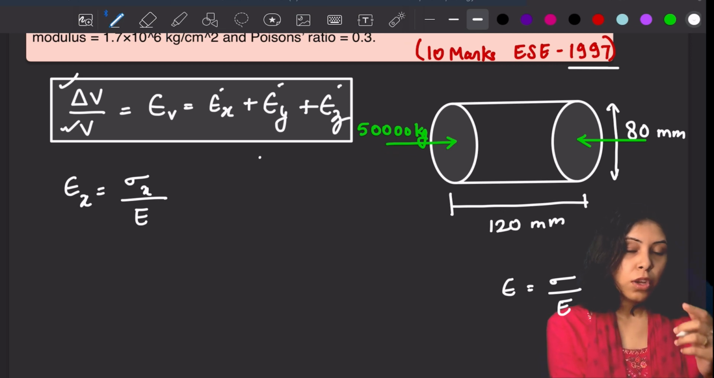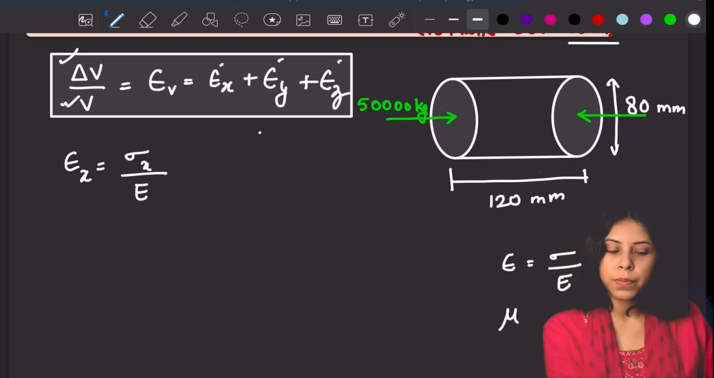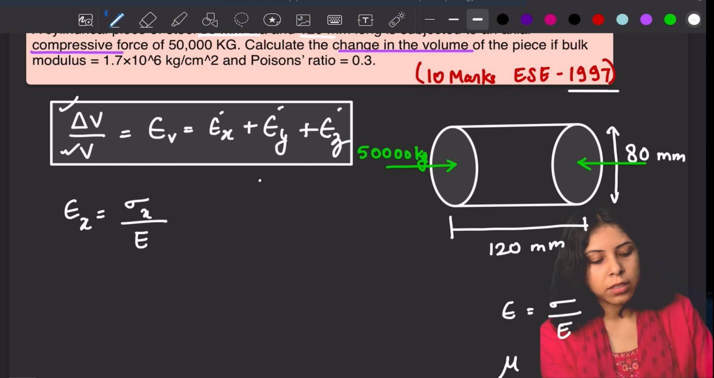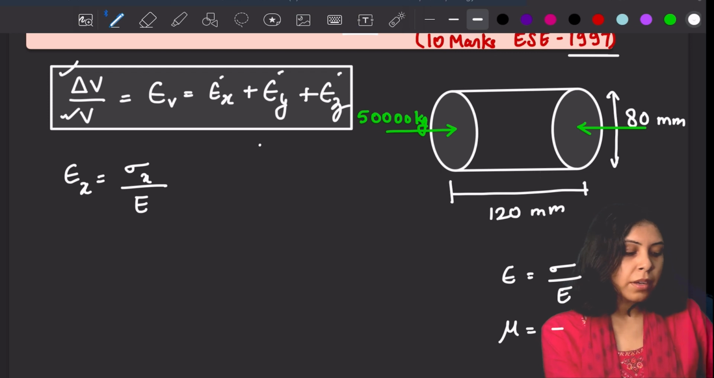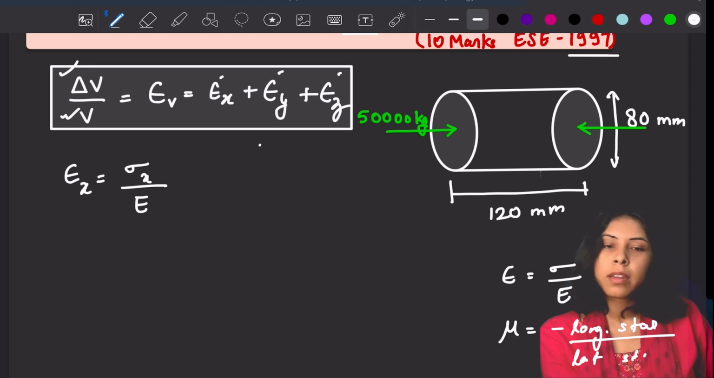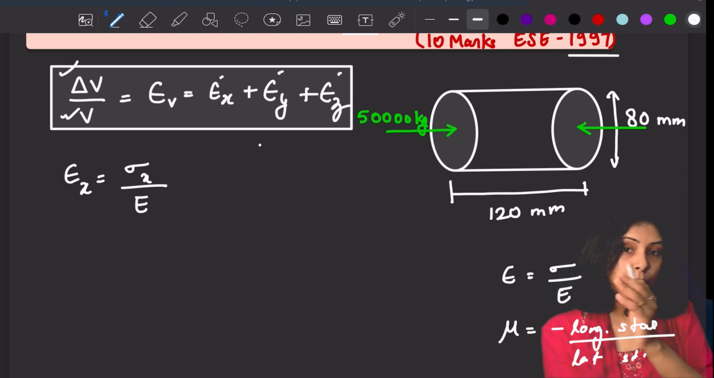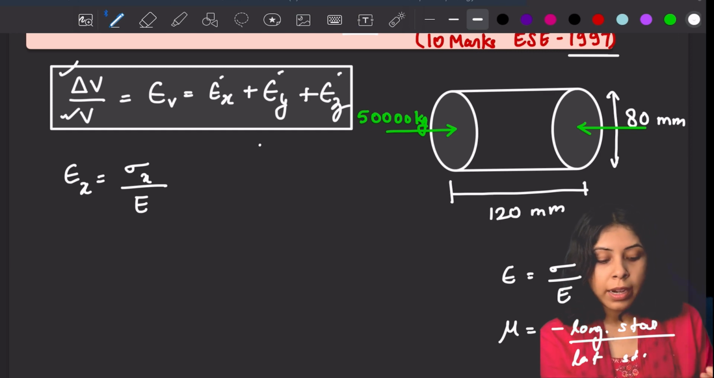No, definitely not. So for that case, we have something called Poisson's ratio. This is given in the question, that is 0.3. The Poisson's ratio is nothing but minus of lateral strain upon longitudinal strain. We will use this Poisson's ratio here. It is negative because, as I have already told, if the strain is positive in the x-axis, it will be negative in the y and z-axis.